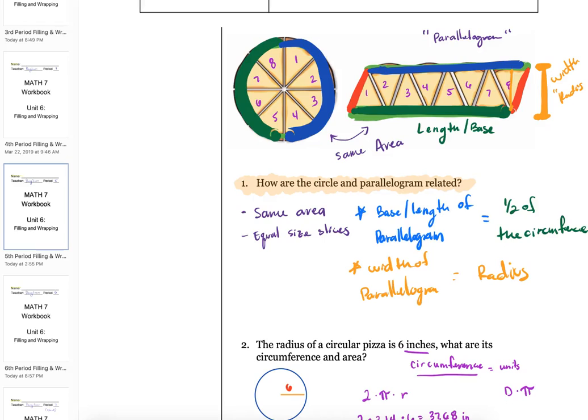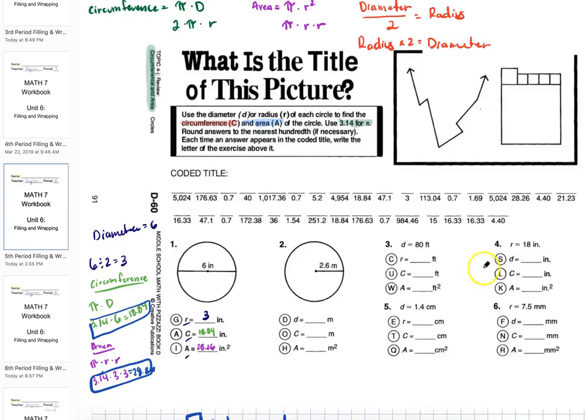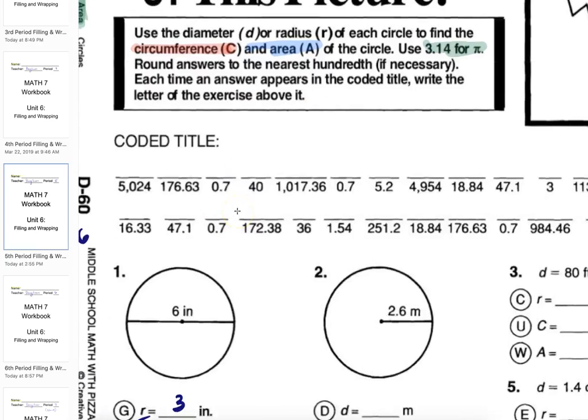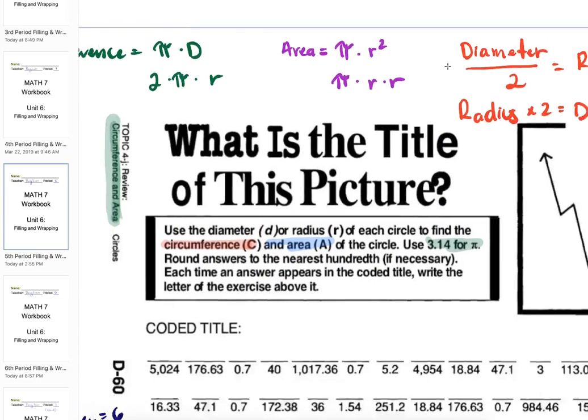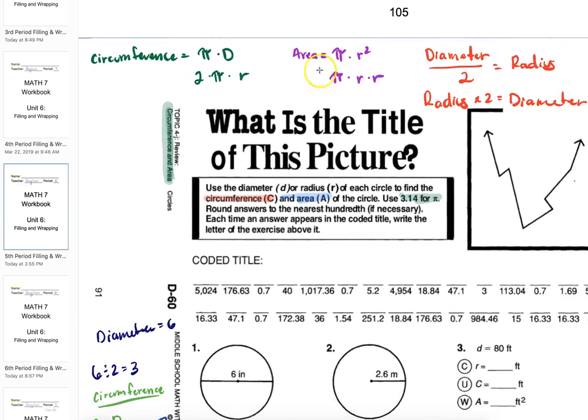On page 92 first, it looks like this. Okay. It asks you for a couple of things. It tells you that we are looking for the circumference and the area, and they say use 3.14 for pi. So what I did here at the top was I wrote the equations for circumference and area, because those are the two things we're going to be doing.